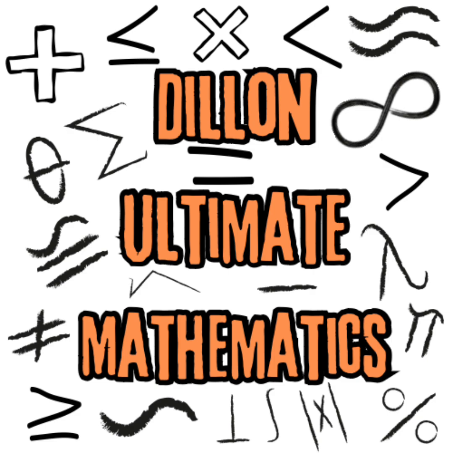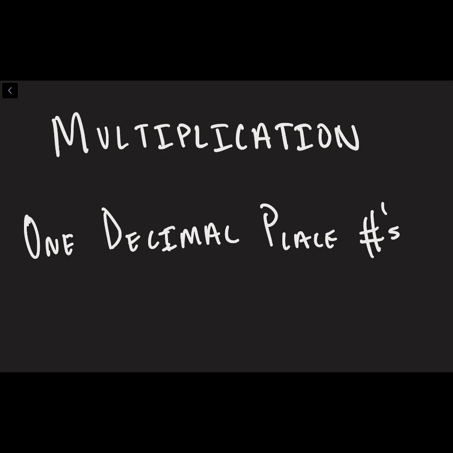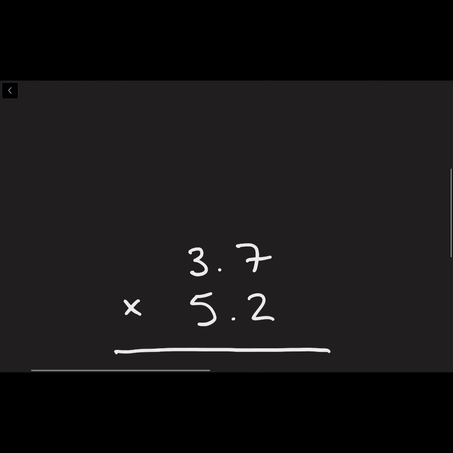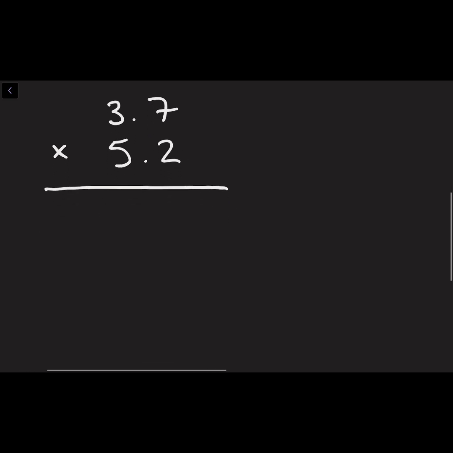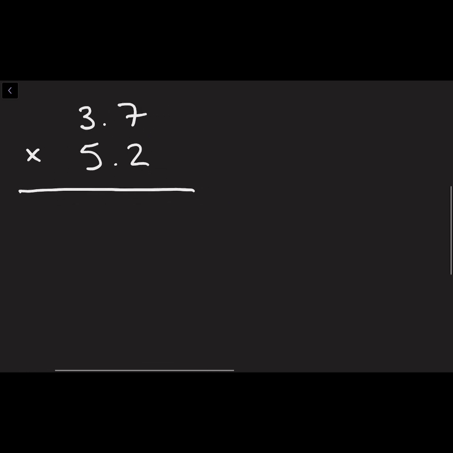Hey, today it's all about who you are at the core, who you gonna be. Hey, we got a little bit of multiplication. We're gonna be using one decimal place numbers. So let's go ahead and get to it. We got our example of the day. We got 3.7 times 5.2. So let's get started with our first step of the day.